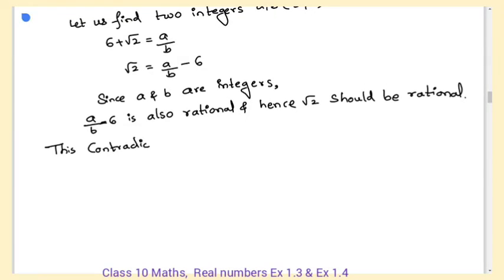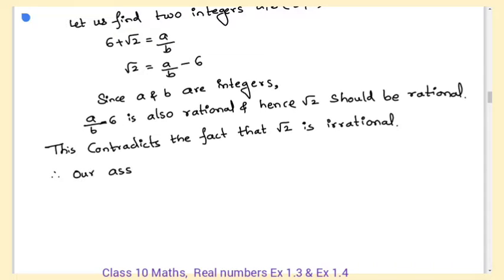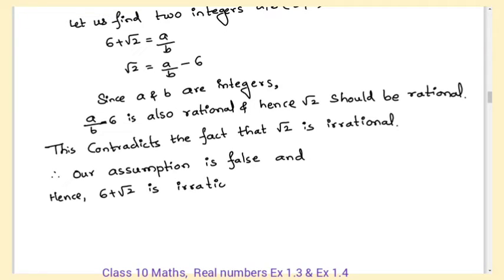This contradicts the fact that root 2 is irrational. Therefore, our assumption is false and hence we can write 6 plus root 2 is rational.